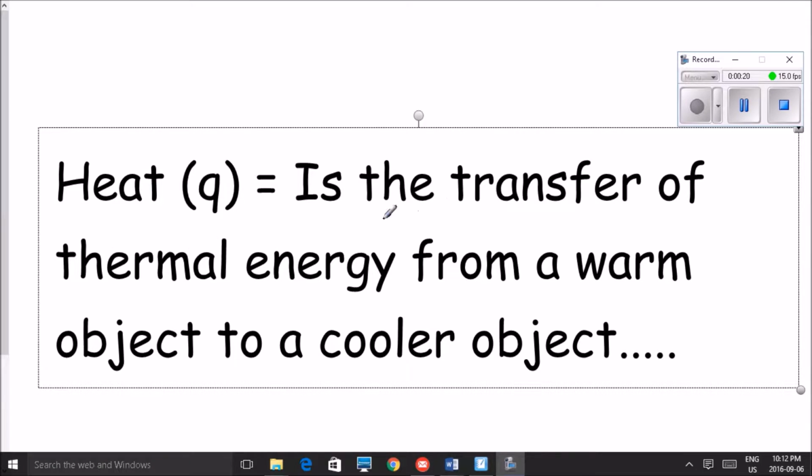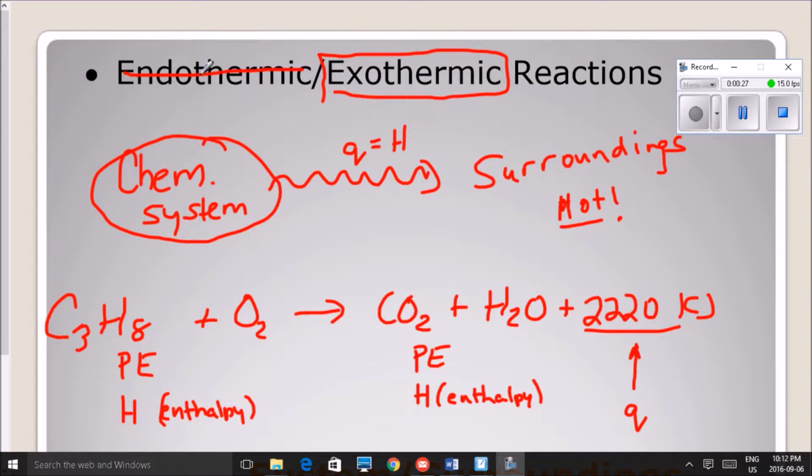A quick review: heat is the transfer of thermal energy from a warm object to a cooler object. When a substance reacts, it can be an endothermic or an exothermic reaction. When it's an exothermic reaction, the surroundings get hot. When it's an endothermic reaction, the surroundings get cool. It's basically the opposite of what's happening inside the chemical system.